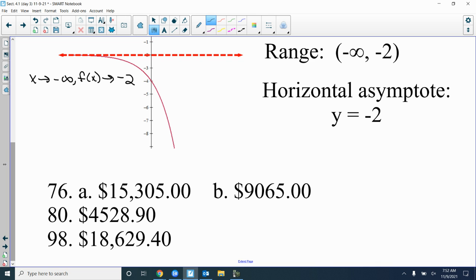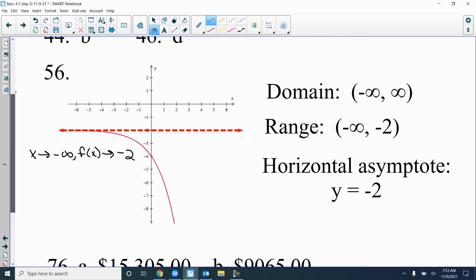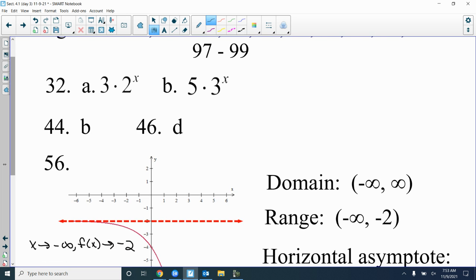I'm going to do 32. After I do that, let's see if there's anything else that you need to do from there. A lot of you did 32, but you didn't write the final answer. This is the answer that they want. It'd be 3 times 2 to the x. There's 2 pieces to that one. There was an A and a B.